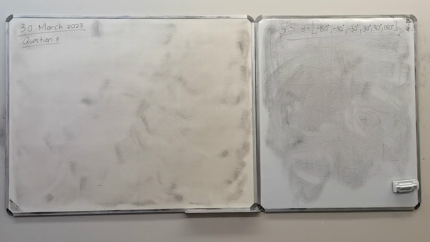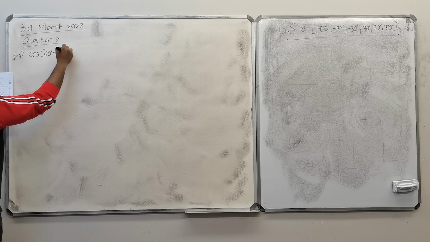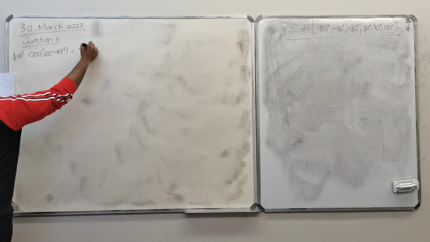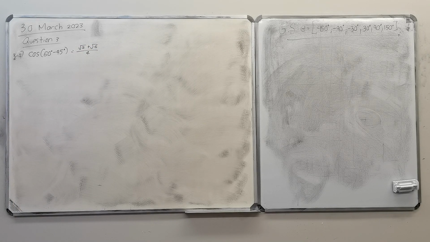Okay, 3.4. I want you to prove that cos of 60 degrees minus 45 is equal to root 2 plus root 6 all over 4. How would you do this? You're writing the exam, sitting there. What do you do? Special angles.